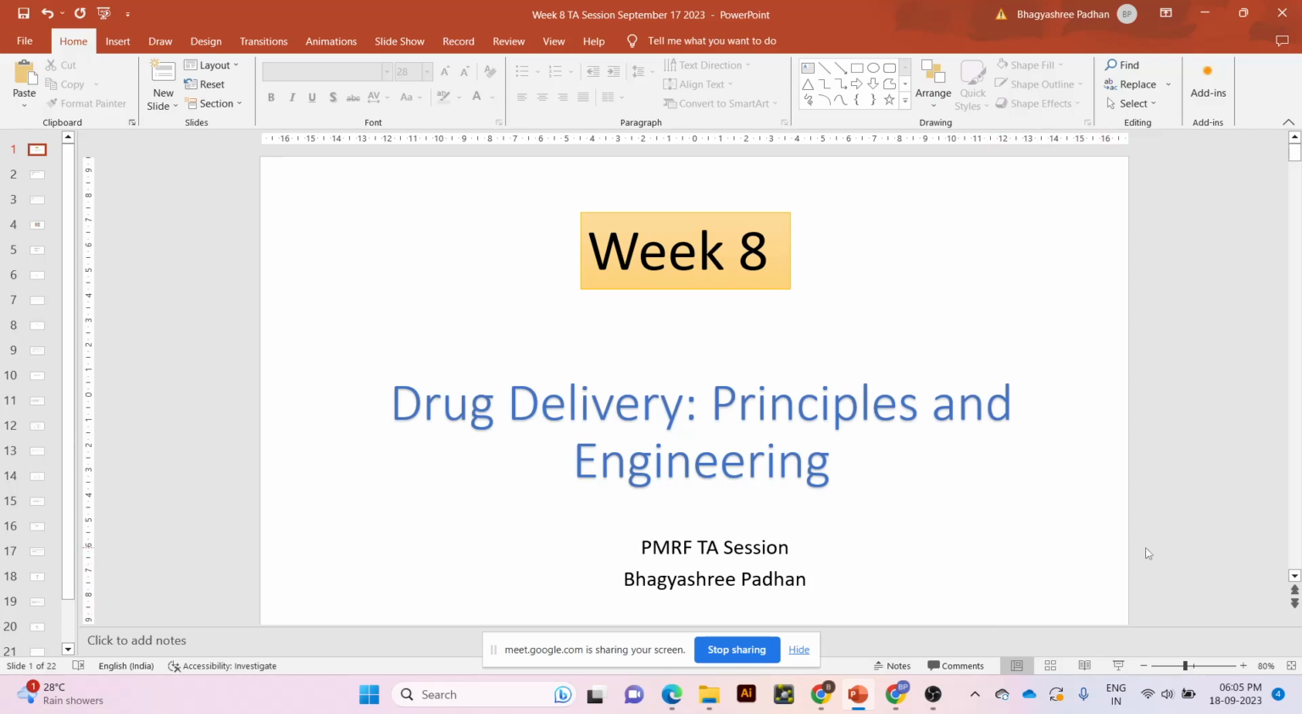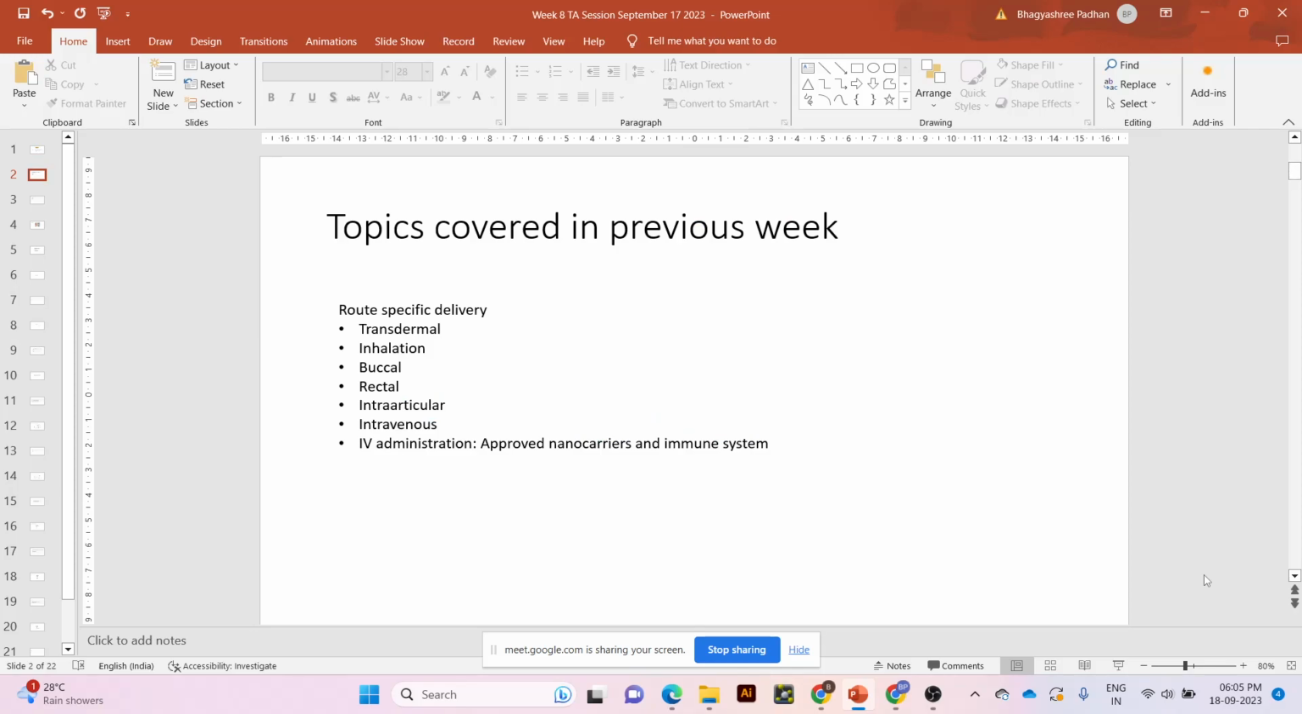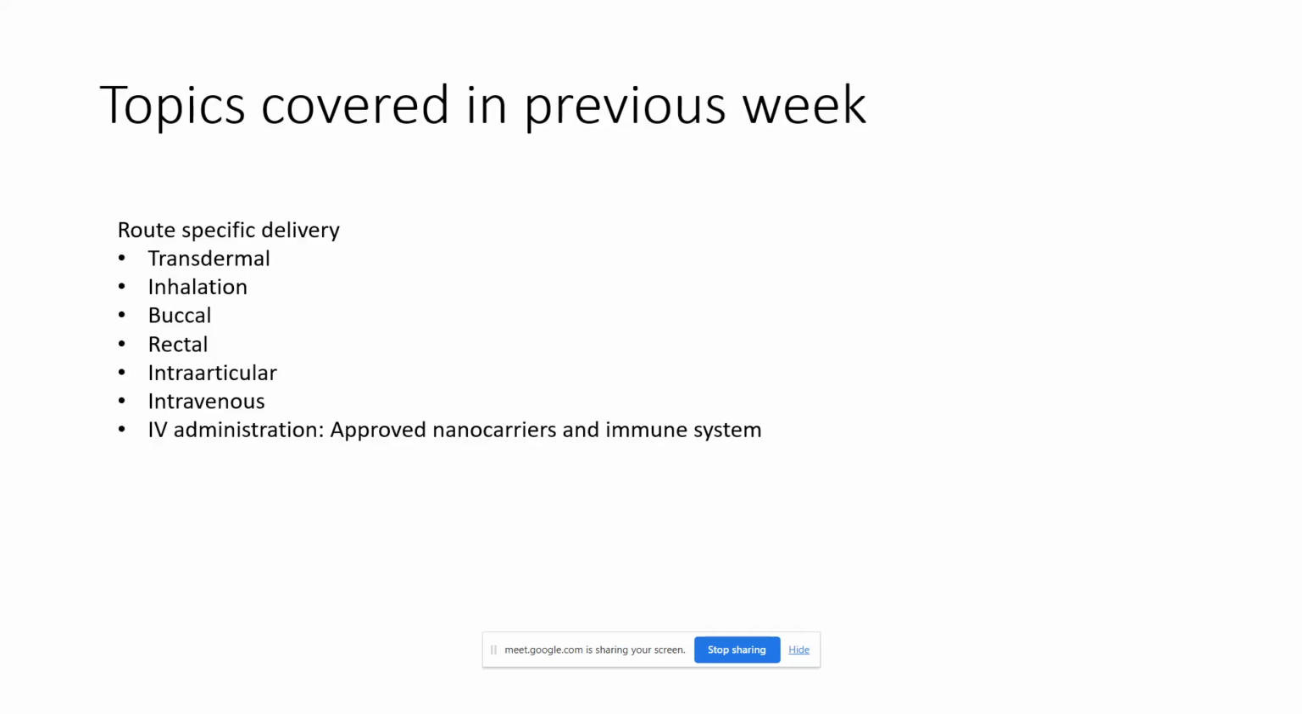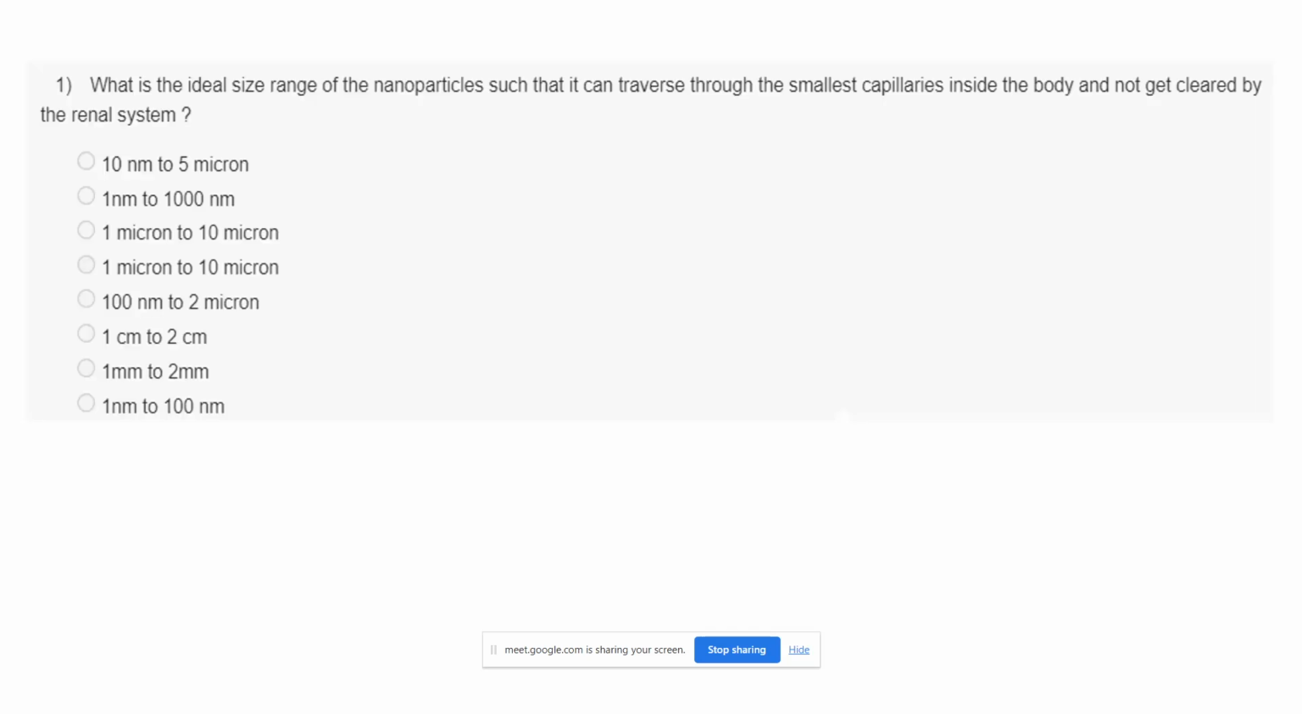Okay, so we'll start the session. So here are the topics that were covered in the previous week. The route-specific delivery, transdermal, inhalation, buccal, rectal, intra-articular, intravenous administration, wherein approved nanocarriers and immune system was also discussed. So here is the first question.